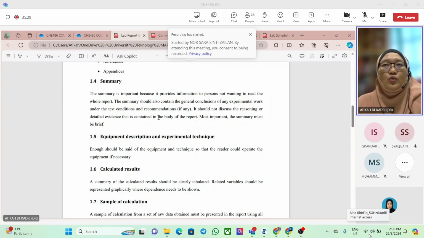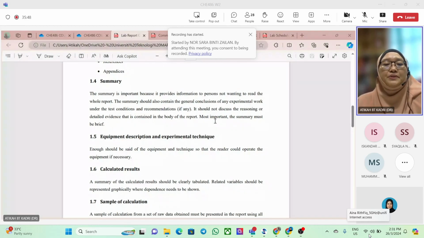That should state briefly what is being done, what is the output from the experiment, and what is being recommended if it's necessary. Okay.